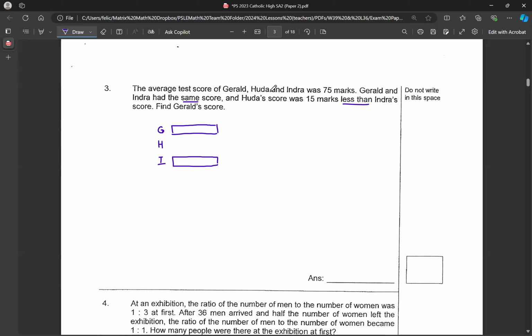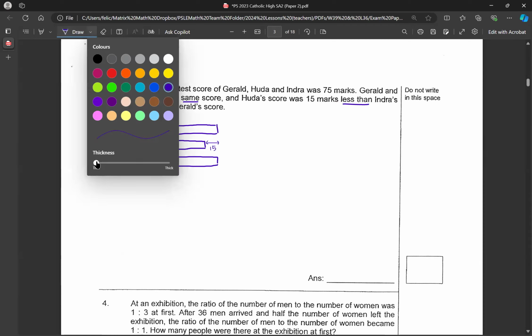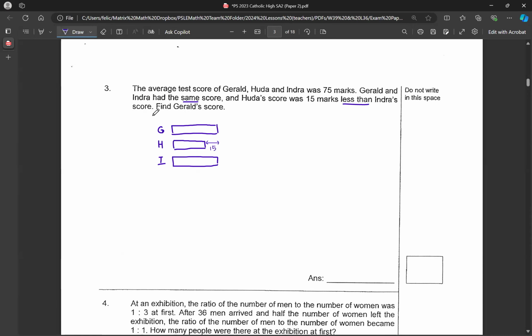Now, for Huda scored 15 marks less than Indra. So Huda's model, I have to draw smaller than Indra's model. Okay, so the 15 marks lesser will be this gap over here. This is the 15 difference between Huda and Indra. Right? Now, from there, we look back at the first sentence, the average score of Gerald, Huda, and Indra was 75. Now, take note, 75 is only the average. All right, and average is for each person. So with the 75, you should go on to calculate the total score. So let's work on that. The total score will be 75 times 3, since there's 3 people here.